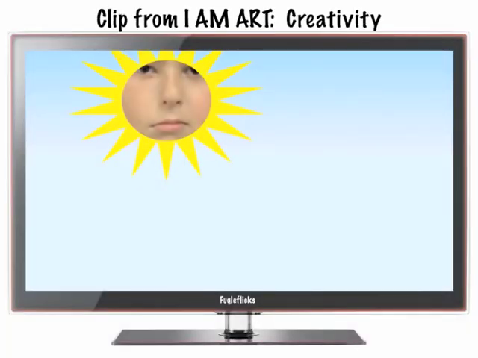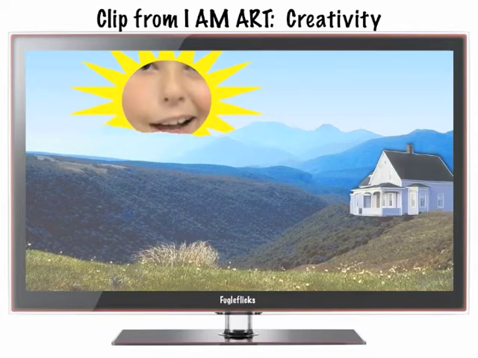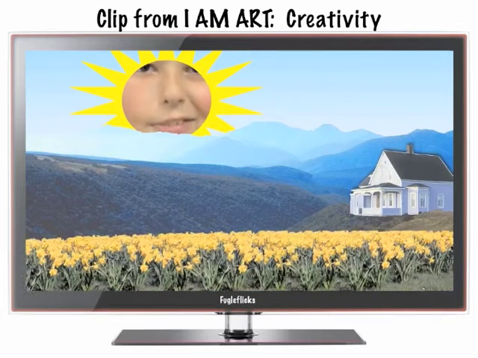Let's take a behind-the-scenes look at the making of the Fugleflick I Am Art. The challenge was for 5th graders to make a movie that shows a variety of forms of art, with the audience being perhaps kindergartners. So this boy took on the challenge of showing what a landscape is. He decided that he would demonstrate a landscape as the face of a sun, and then allow the hills to pop in, a cottage come along, and the field would just flower with daffodils.